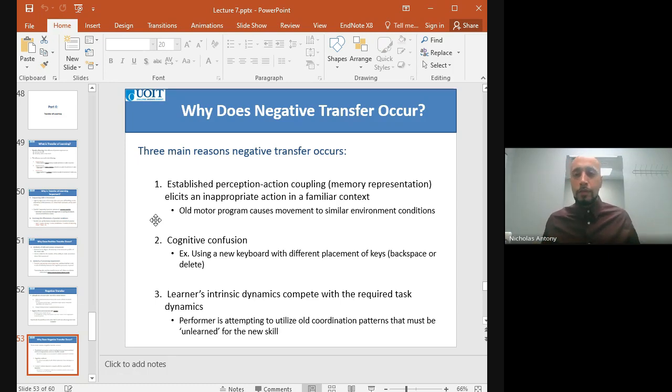This is a really hypothetical example. Get the new car, and now all of a sudden it's not a lever, it's a button. So I would get in and go to grab, and there's no lever, and then I'd be all confused, and oh, right, it's the button. It's a different perception action coupling.